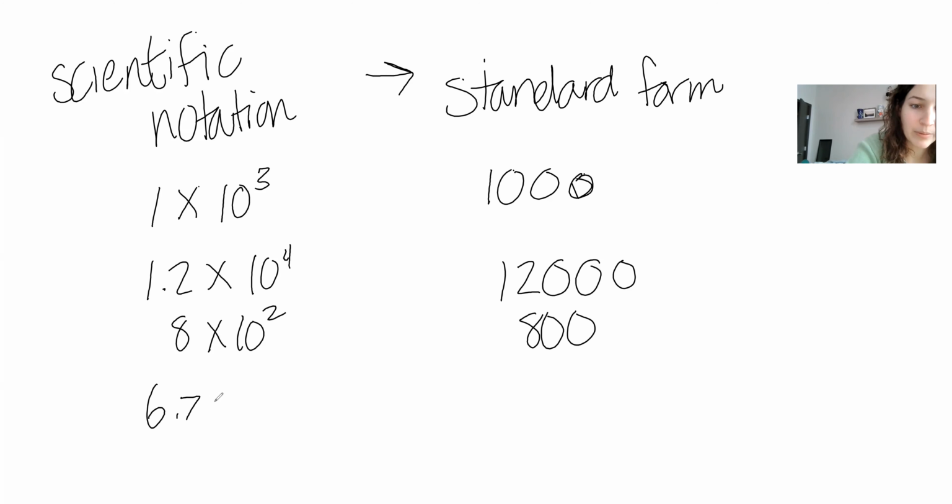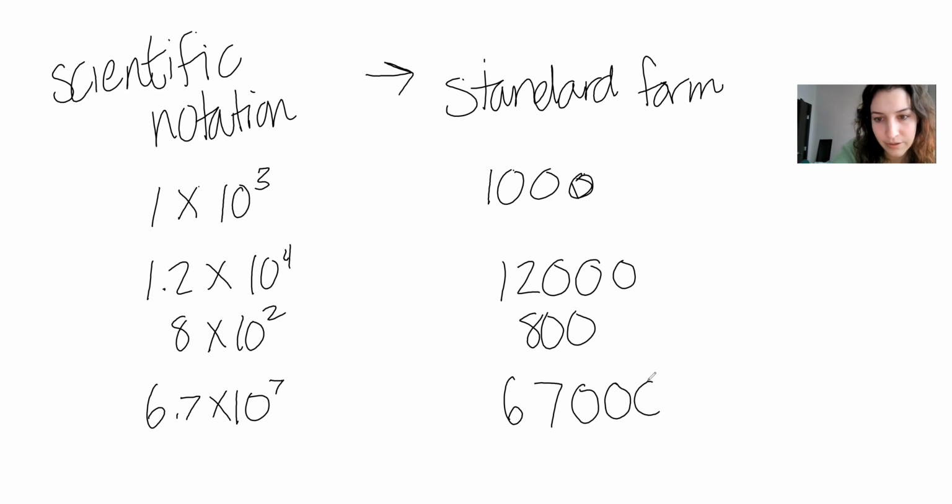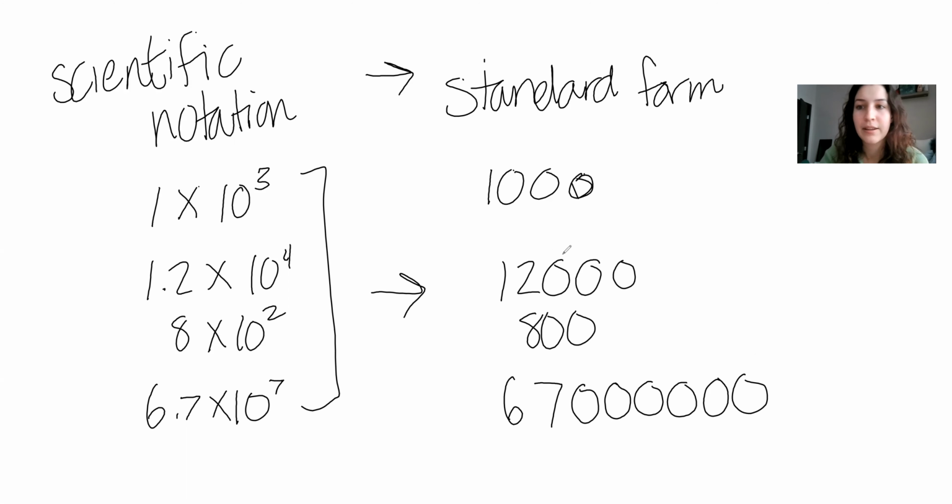This is a really good way of representing very large numbers. For example, if you have a number like 6.7 times 10 to the 7th, that's a little easier to write and understand how big it is than seeing this and having to count all the zeros to understand just how big that number is. So let's go into how exactly we get from this side to that side.